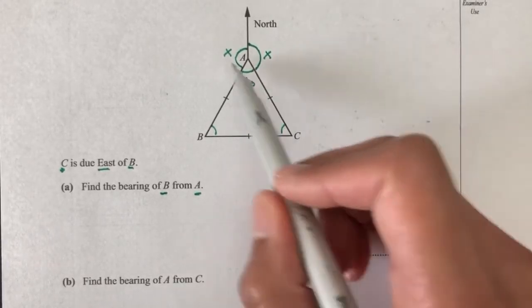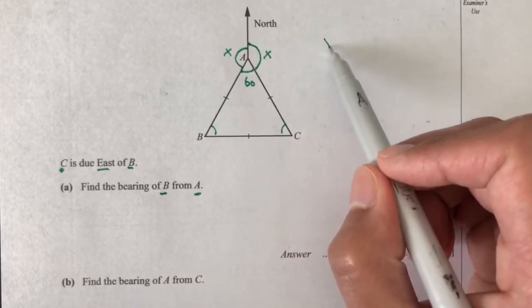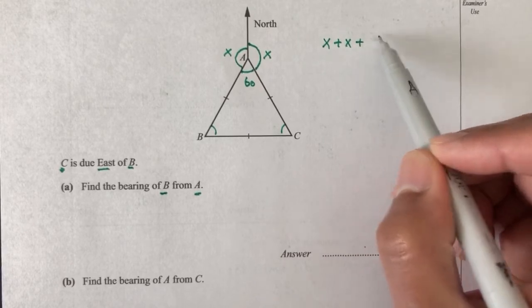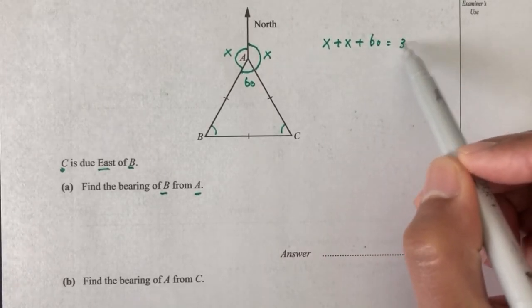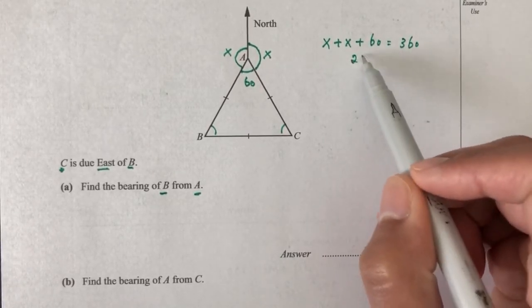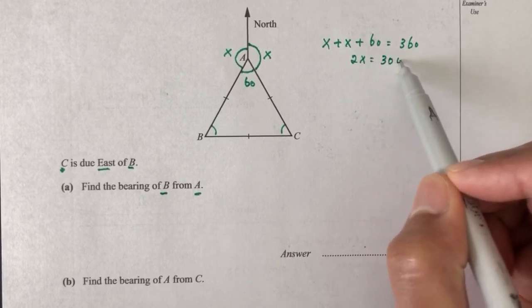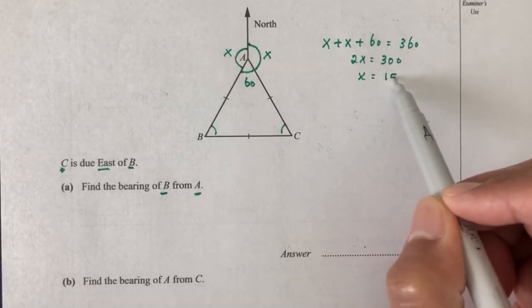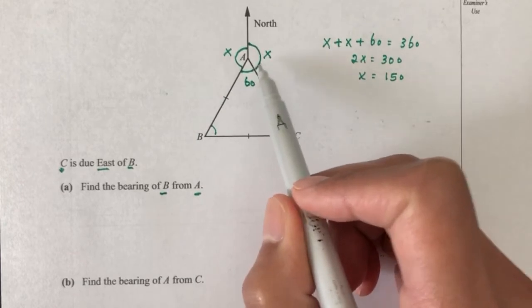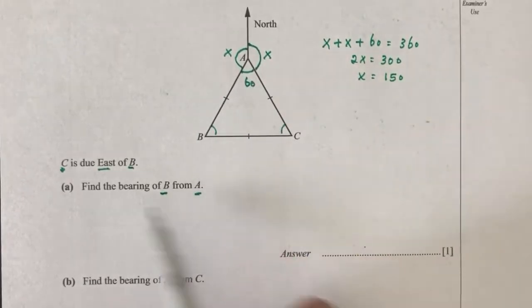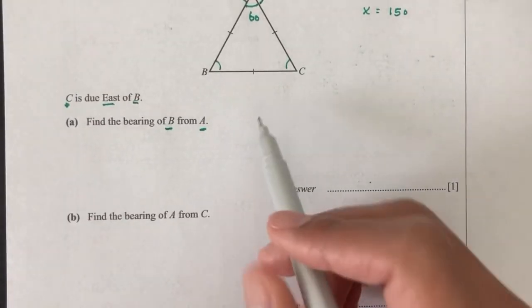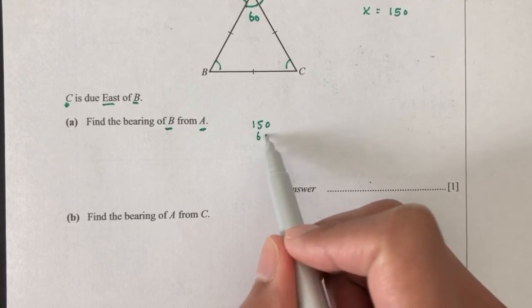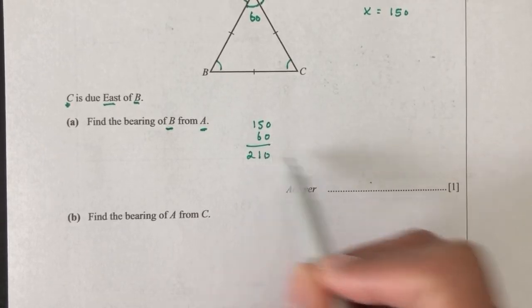So this one is 360. So 2x plus 60 is equal to 360. So 2x is equal to 300. X will be equal to 150. So this is 150 and this is 60. So the bearing of B from A is 150 plus 60. That will be 210.